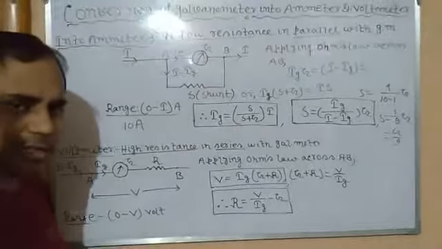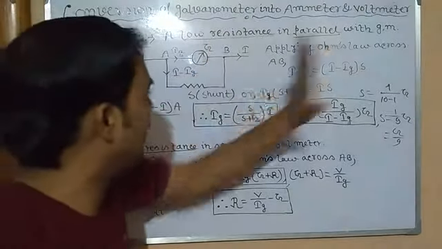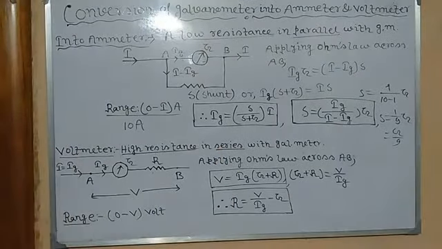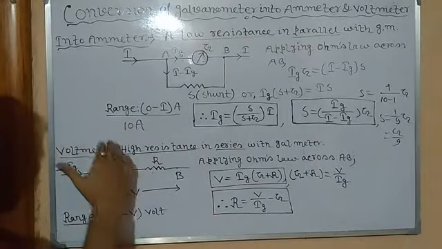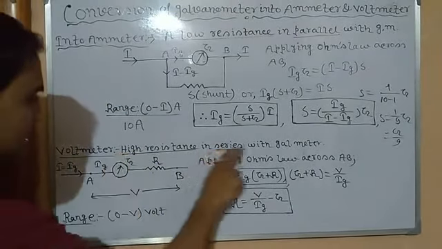What I said, through some external changes, adding. What is that adding? That is by adding a low resistance in parallel with the galvanometer. Clear? Now moving on to the voltmeter. That is a high resistance in series. Again, underline high resistance in series.